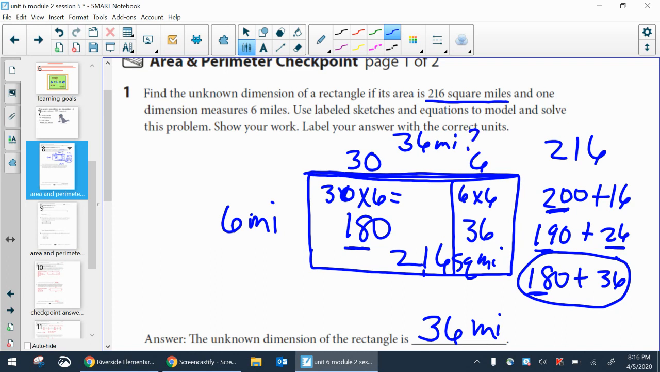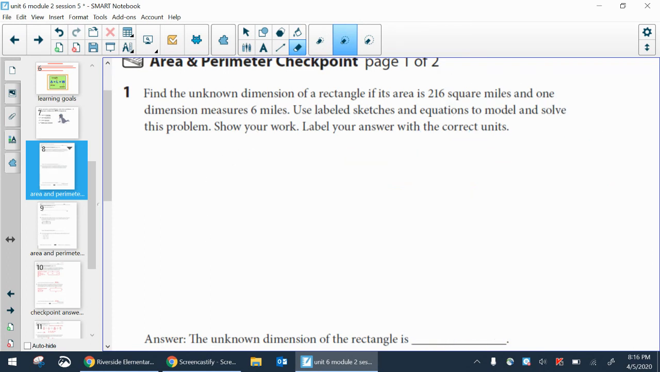And you could have used a different strategy as well. That's awesome if you did. And our answer is 36 miles. That would be our other dimension. All right, let's go ahead and erase this work for this problem, and we'll move on to our second problem.